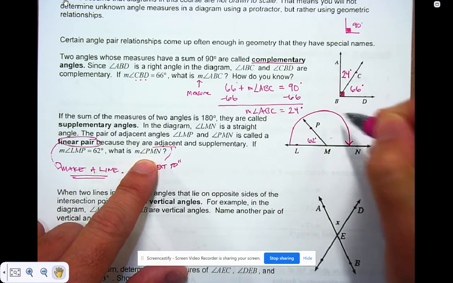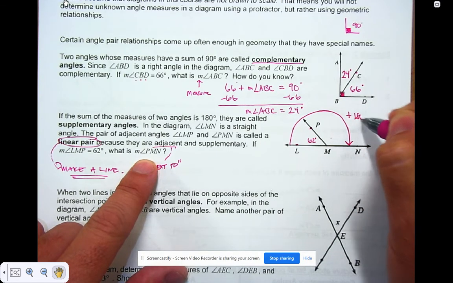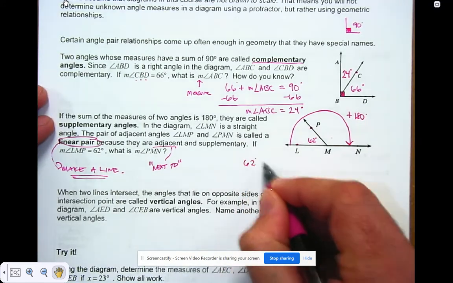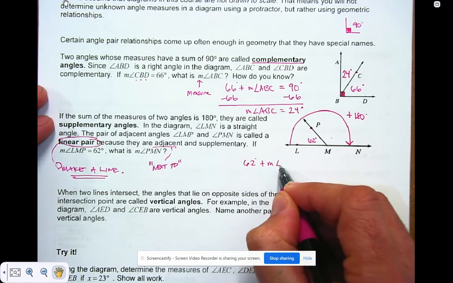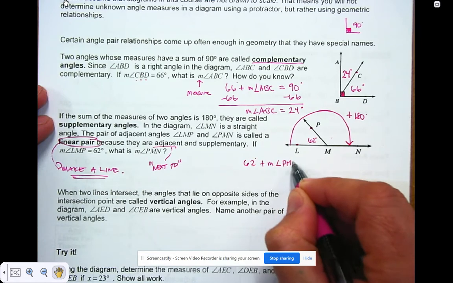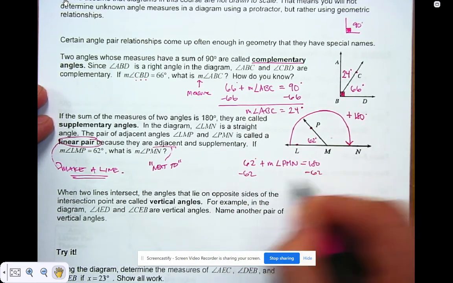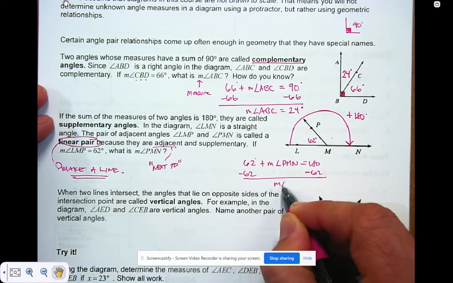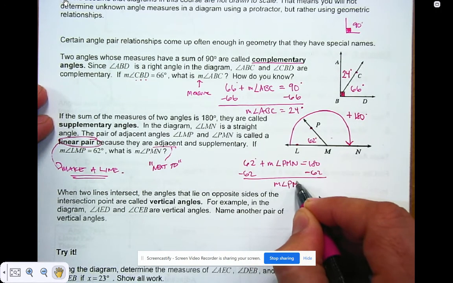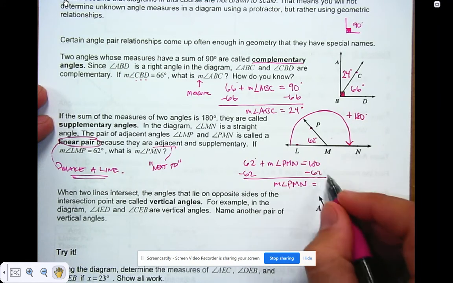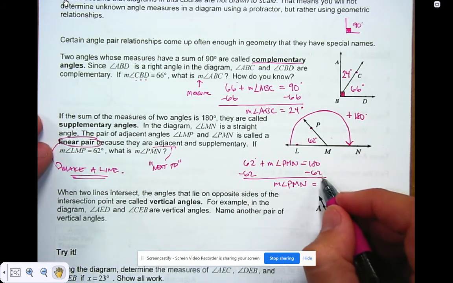These two angles must add up to 180 because it's a straight line. So if you take 62 degrees and you add the measure of angle PMN, you better get 180. Subtract 62, simple stuff, and you get your answer. The measure of angle PMN is equal to 180 minus 62. What is that? 70, 18, 118.